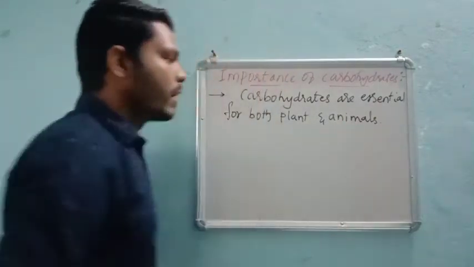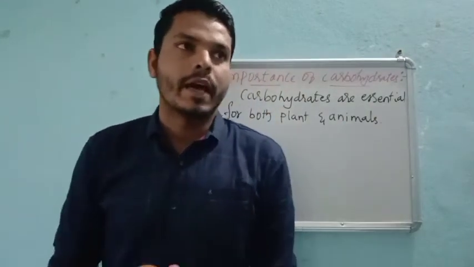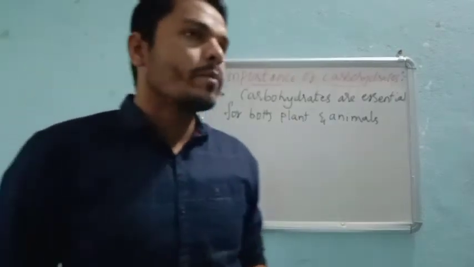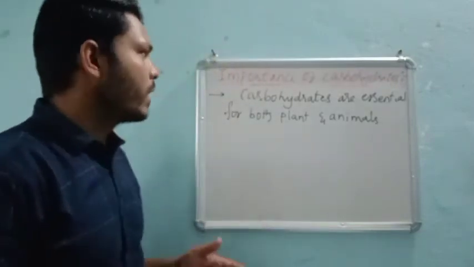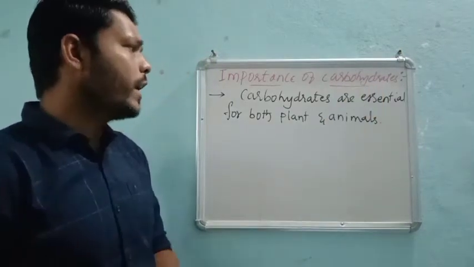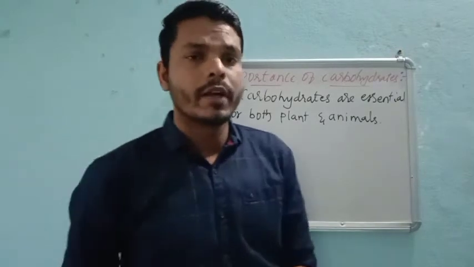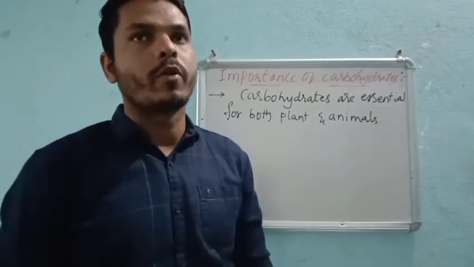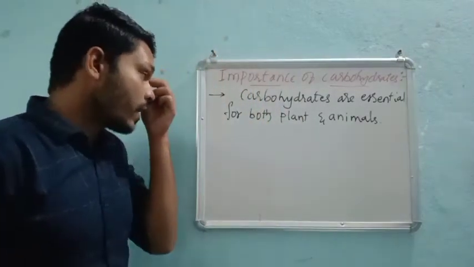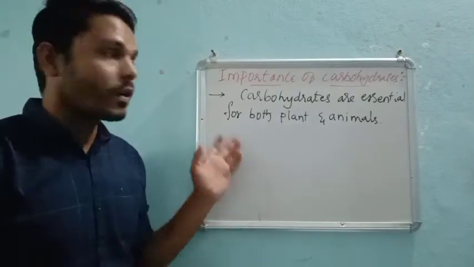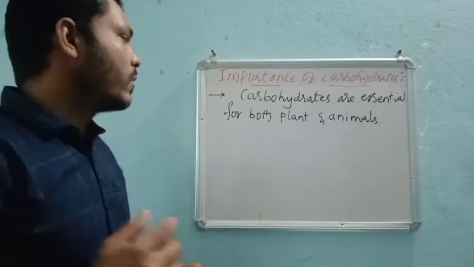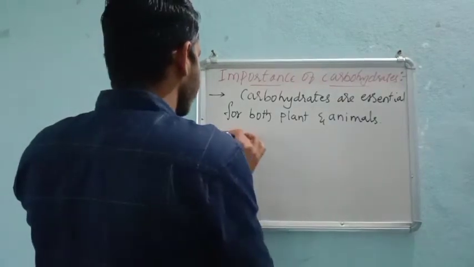They are very helpful not only for the plants, but for animals also, and most of the portion of our body consists of carbohydrates. That means it is essential for plants as well as for animals. Why? Because it provides a very good source of energy for us, right? So that's why carbohydrates are essential, not only for plants but also for animals. So this is the first important point.